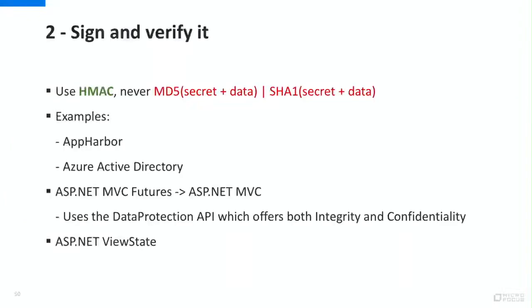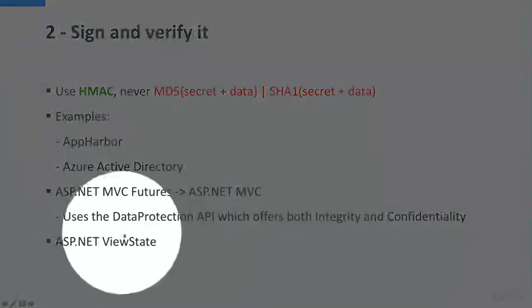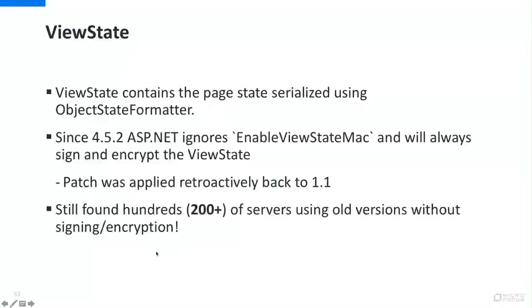So another good example of signing and verifying data is the ASP.NET view state, right? For those of you that are not familiar with view state, it's like a representation of the state of a page. The server is going to send you the state of the page as a hidden form field. Then when you submit the form back, you are submitting the previous state so the server can reconstruct it and continue from there. So this is used by ASP.NET.